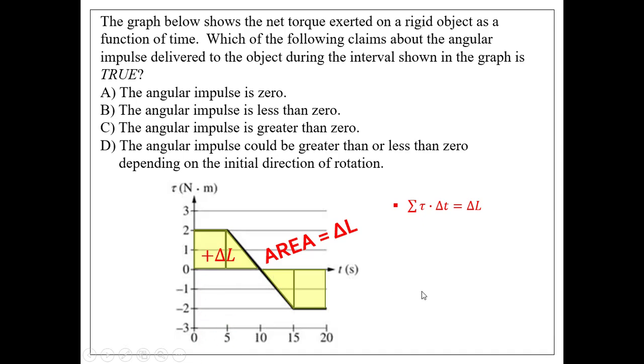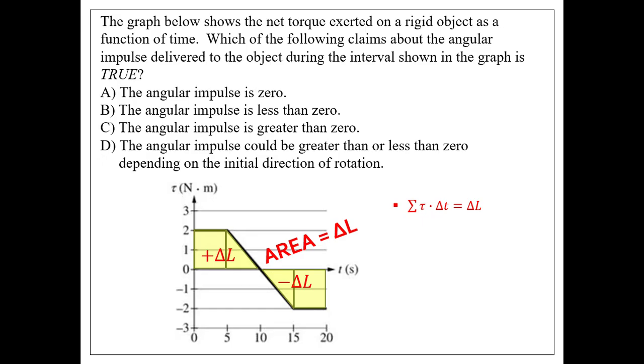Angular momentum is a vector quantity, so it has to have a sign or direction. If the area is above the axis, it's positive angular impulse. If the area is below it, then it's negative angular impulse, or the change in angular momentum is negative. Here the change in angular momentum is positive. But as you can see, all these shaded areas are equal in magnitude. So if you sum up the shaded areas above and below, you get 0. While the object changes during 0 to 5, 5 to 10, 10 to 15, and 15 to 20, overall for the 20 seconds, it cancels out.